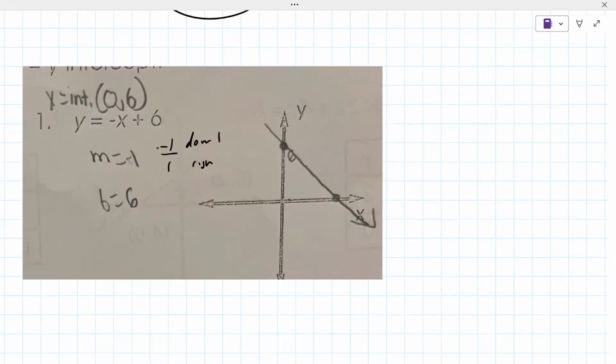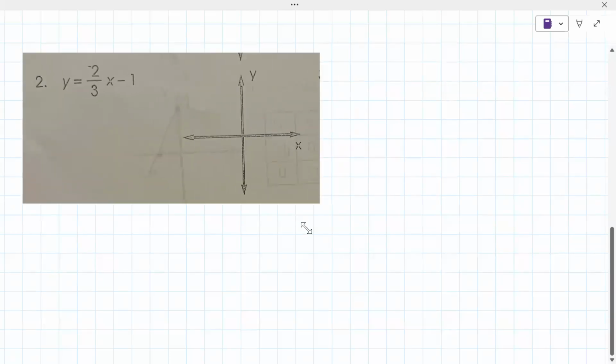Down 1, right 1. And the B value is definitely 6. So when you graph, you start at the B value. Does that make sense? Okay. So we're going to look at number 2 together, and we'll see that we need to make a little bit of an adjustment to what you're doing here.